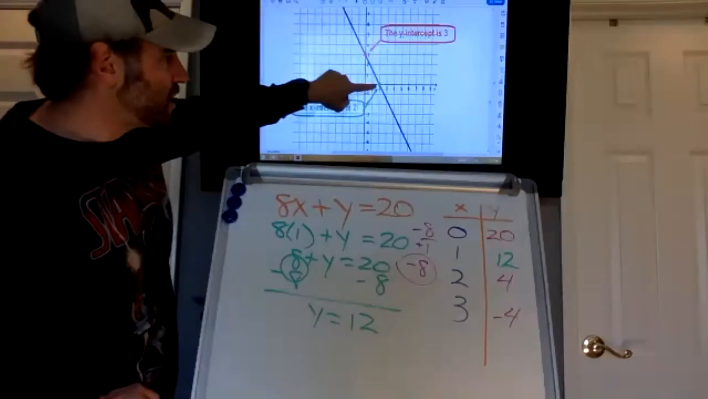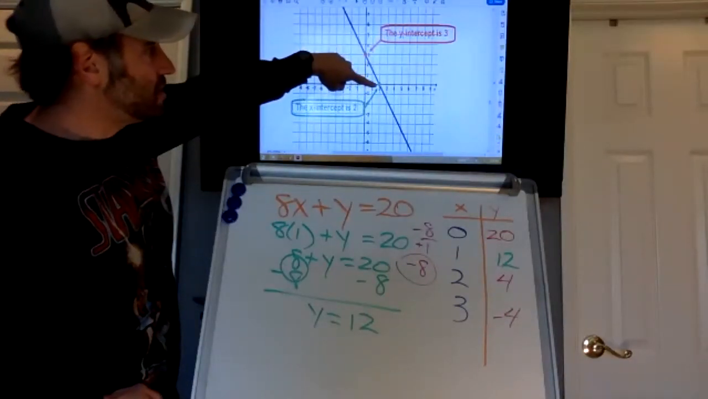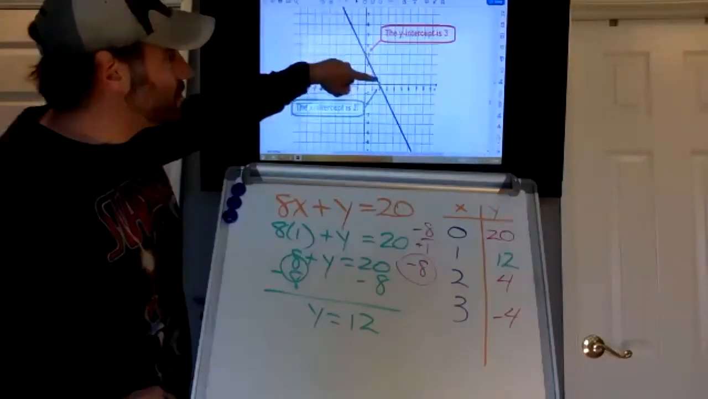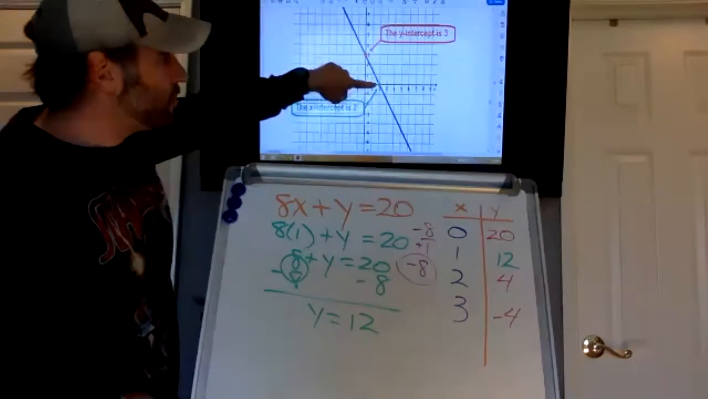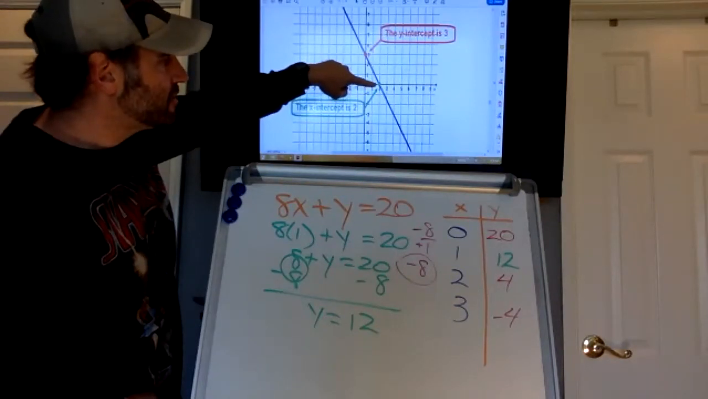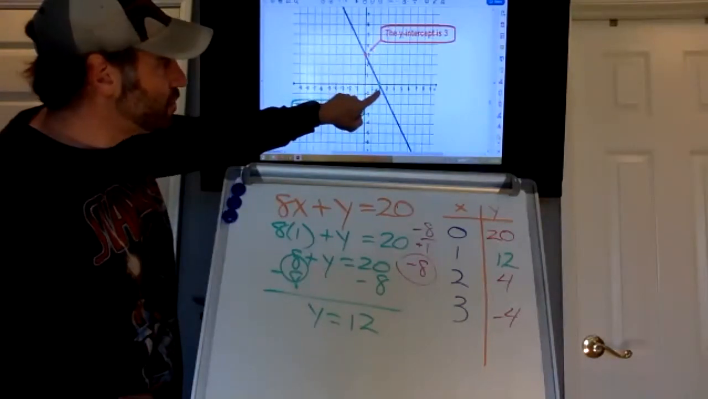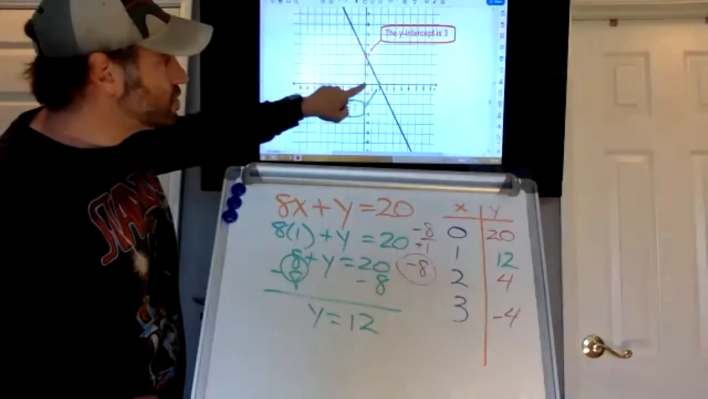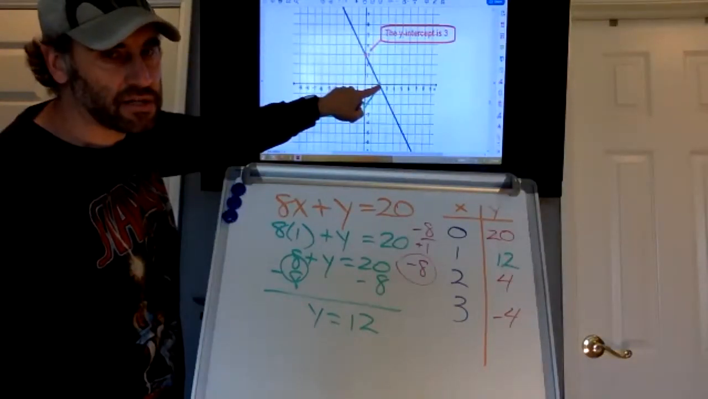Why is this point special? The x-intercept. Yeah, that's where the line crosses through the x-axis. What's the location of that coordinate on the graph? 2, 0. Notice what is 0 when you're on the x-axis?